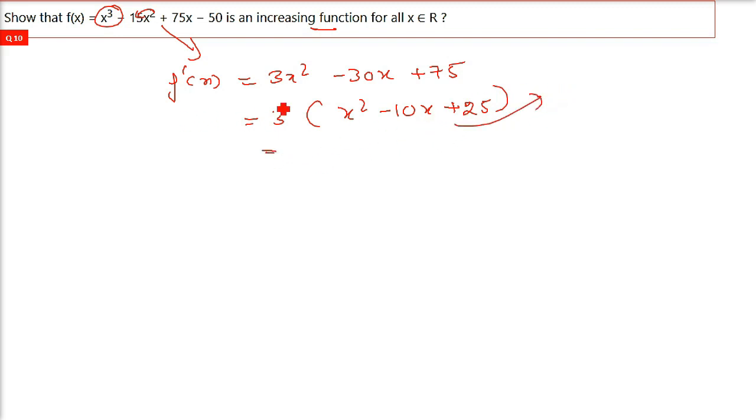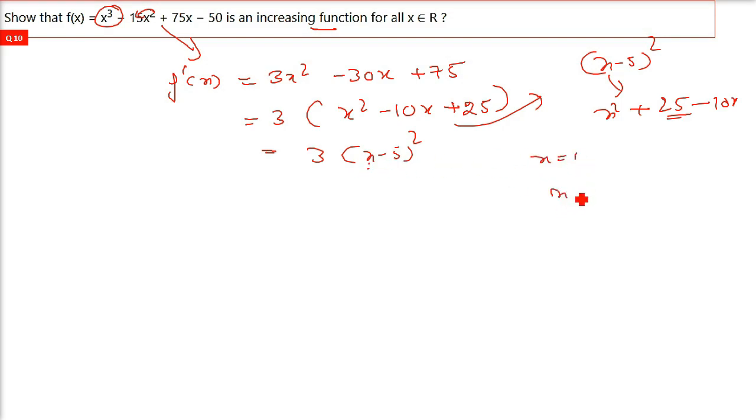And by our previous experience, we know what it is going to be. (x minus 5) whole square is going to be what? a square plus b square minus 2ab. And this is exactly equal to what we got. So just replace it by (x minus 5) whole square. Now you tell me, anything you put for x here, because it is a square, it is always going to be positive. 3 is already positive.